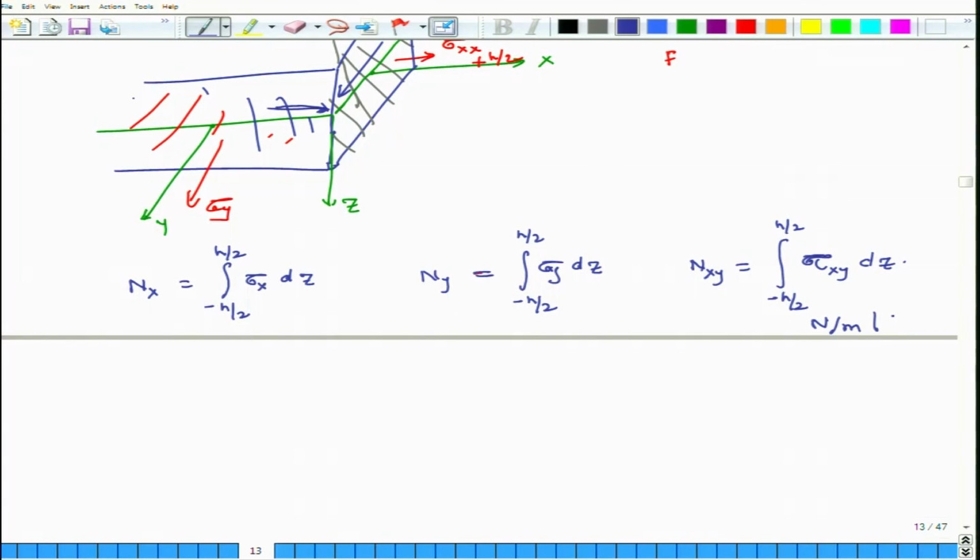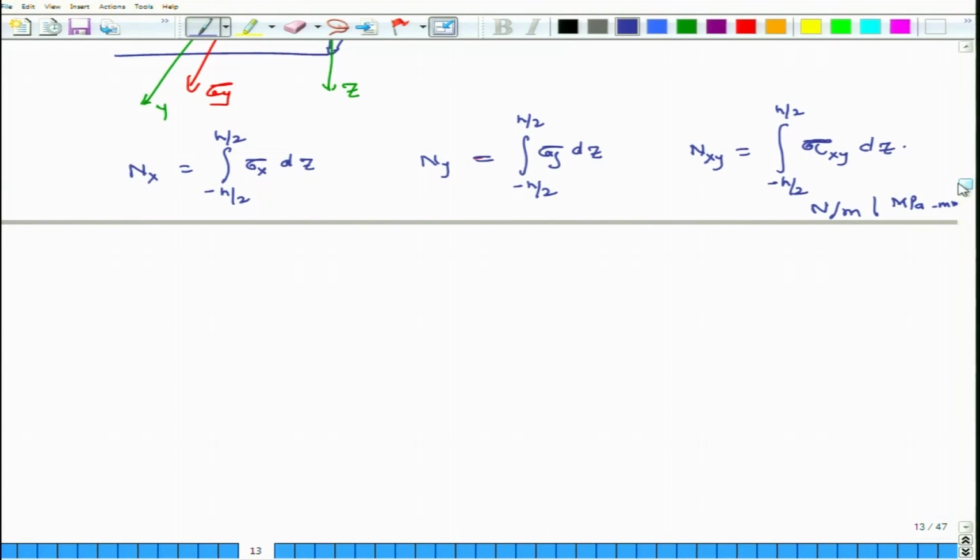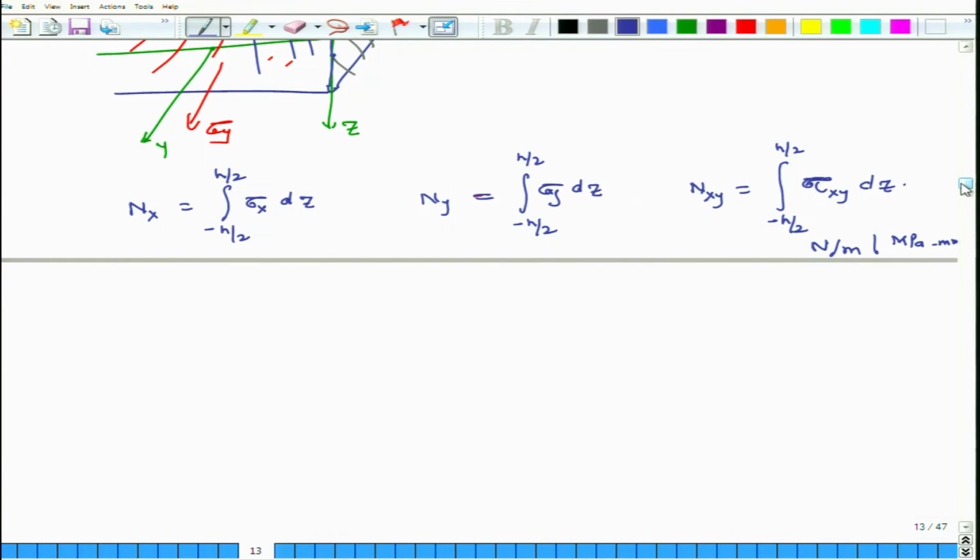And their units are newtons per meter, or sometimes we also use MPa millimeter, it depends. Okay. If we want to use thickness only in millimeters, then it becomes MPa millimeters, otherwise to be internally consistent, newtons per meter is mathematically more consistent. Okay. So, these are force resultants. These are not forces, these are force resultants. Similarly, we have moment resultants.